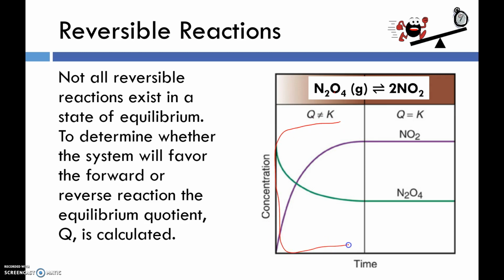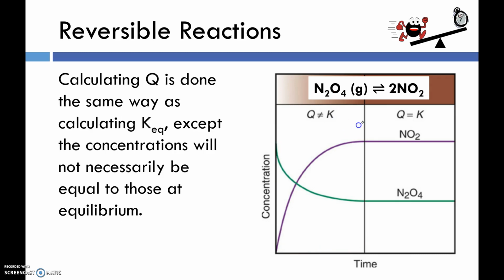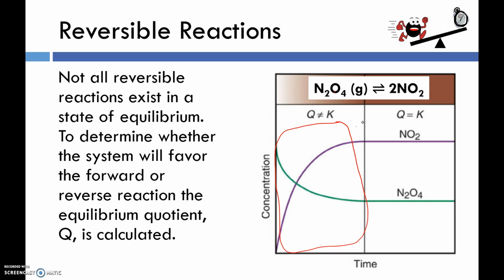Initially, we're very clearly not at equilibrium. The concentrations of the two substances are changing. They're not remaining constant to one another. On this side of the graph, concentrations are remaining constant, so we know the system is at equilibrium. We're going to be focusing on the left-hand side of the graph today, where Q is not necessarily equal to K.